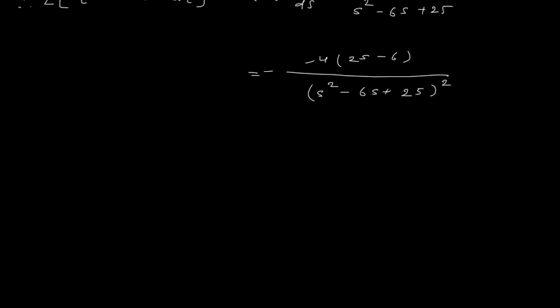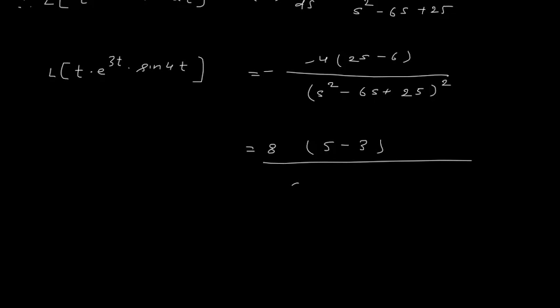This is the Laplace transform of t into e power 3t into sin 4t. Okay, so that's it. Here I can take this 2 common again, this minus minus will become plus, so it is 8 times s minus 3 upon the denominator s square minus 6s plus 25 the whole square.